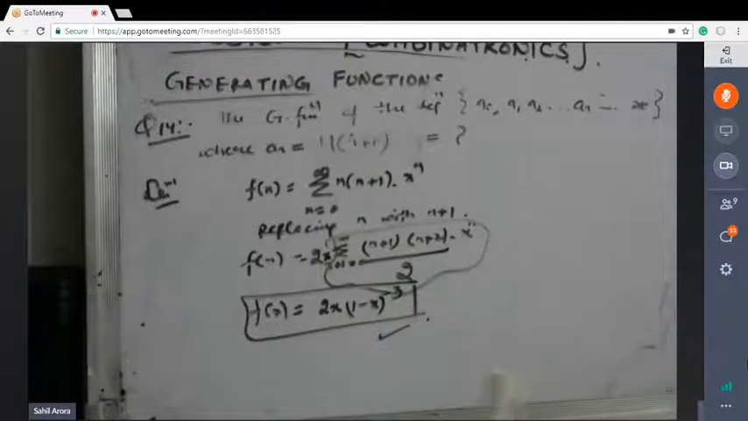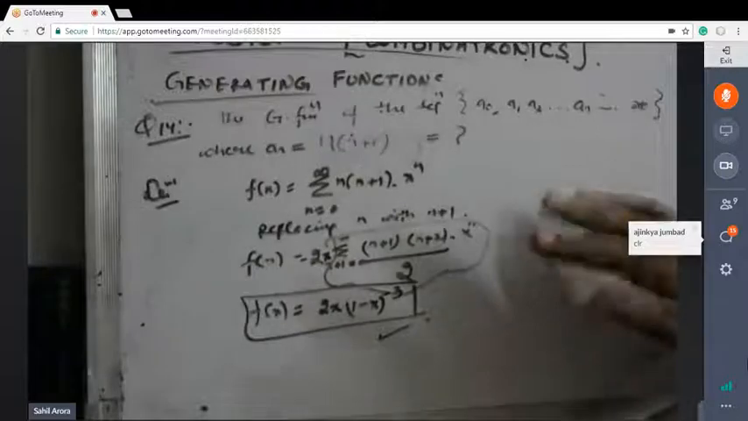If any doubts, please write in the chat window. And if it is clear, write that also. Ajinkya says clear. Okay.